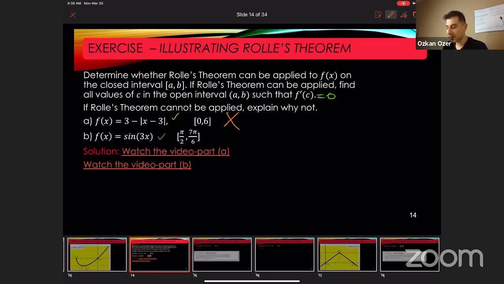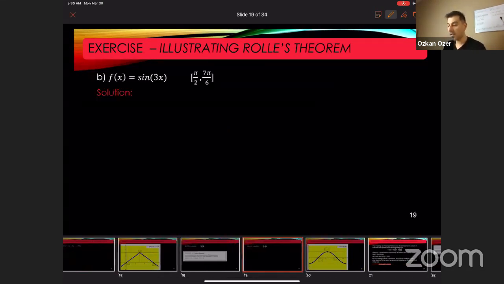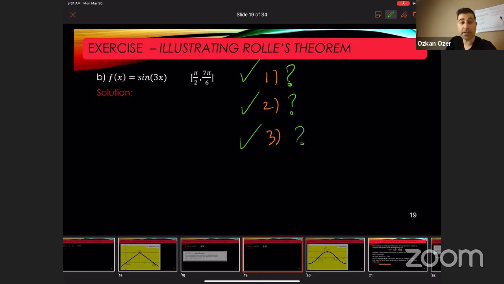How about the second example? You have sine of 3x and the interval is pi over 2 to 7 pi over 2. So why don't you start thinking about whether you can apply Rolle's theorem. If you were in the exam, you would show me number 1, number 2, number 3, all three conditions satisfied. You should put a check mark all the way: check mark, check mark, check mark. And now I'll give you another 30 seconds to think about it.